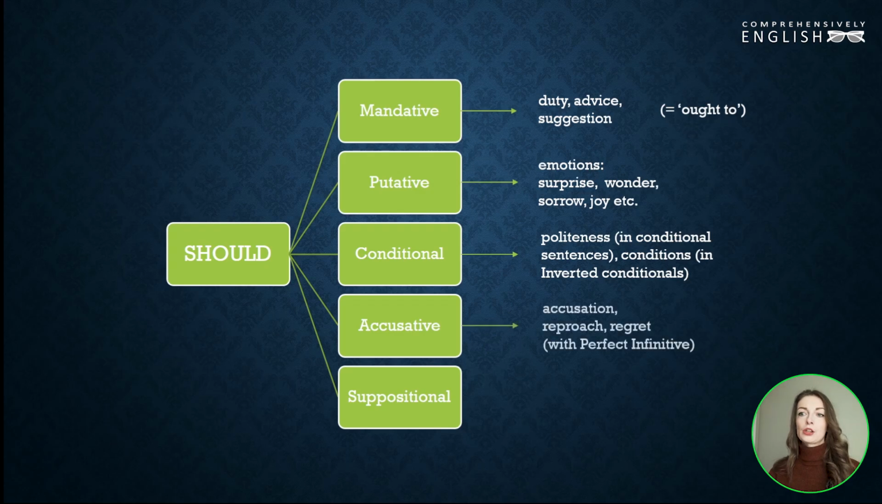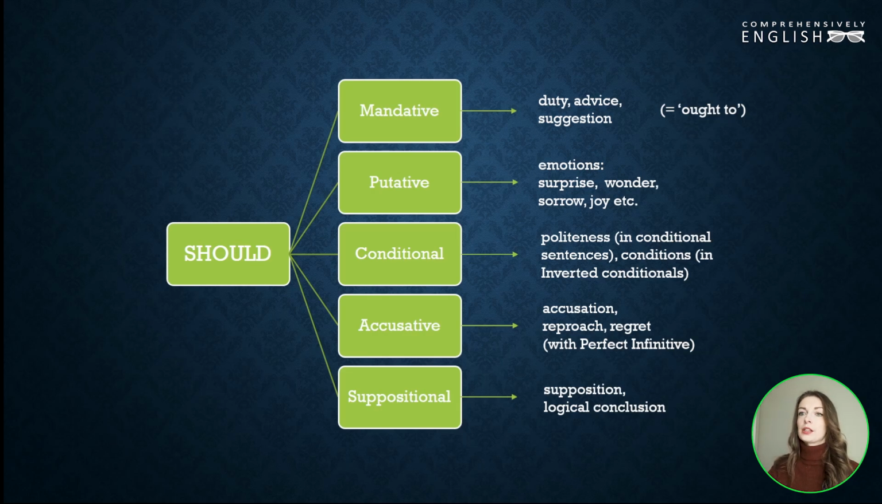Accusative should expresses accusation, reproach, or regret. This is one of the most common uses of should. It is used with the perfect infinitive to express your dissatisfaction about something which had to be done in the past but was not done. For example, you should have called me, why didn't you? Or you should have prepared this presentation long ago, why didn't you? And the last one, suppositional mood, expresses supposition or logical conclusion.